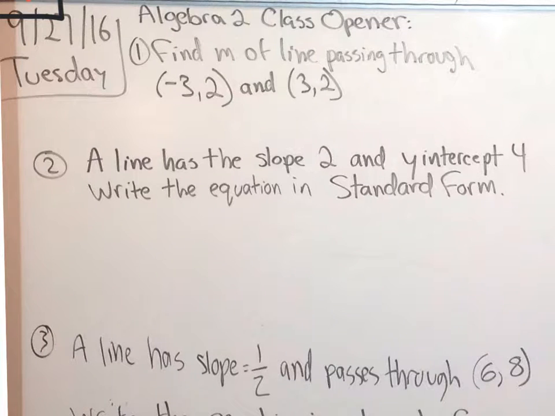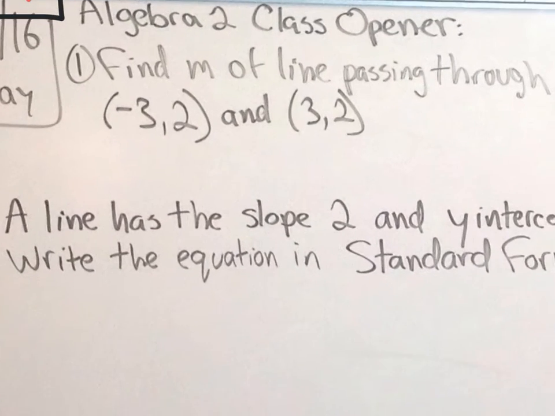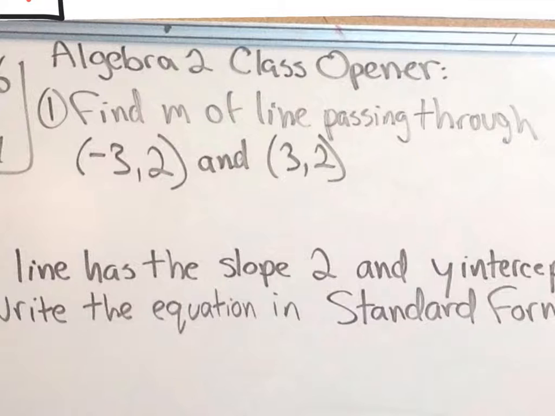So number one is a review question from last week. You want to find the slope of a line passing through (-3, 2) and (3, 2). Now, I saw some of you actually draw an XY plane and plot this point and this point, and then start counting how much you rise, how much you run. That's one way of doing it, but that's not the quickest or best way. The quickest, best way is to remember the slope formula.